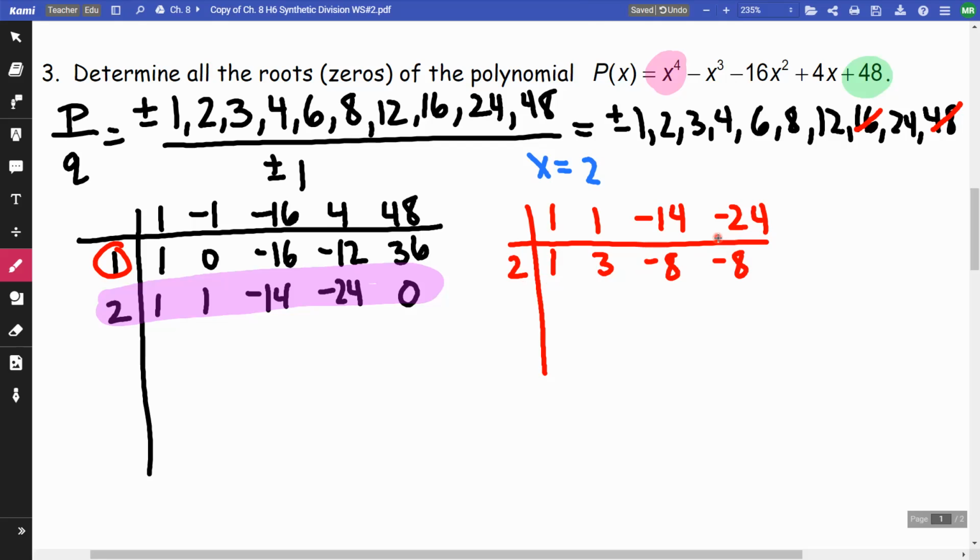Okay, I'm getting closer. Let's say I try a 3. Bring down my 1. 1 times 3 is 3, I add it, I get a 4. 4 times 3 is 12, I add it, I get -2. -2 times 3 is -6, I add it, and it was a -16, so I get a -8. Let me just double check this one. This was a -16, so -8. Okay. And let's say I try 4.